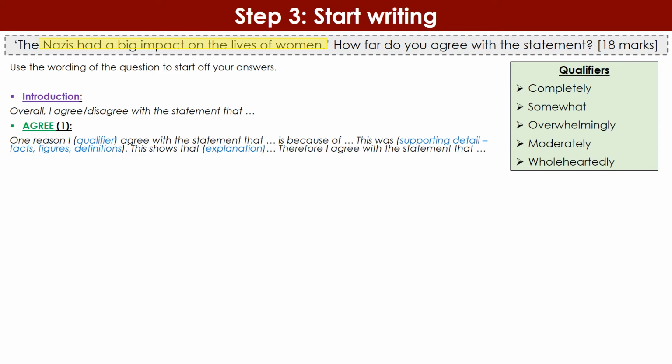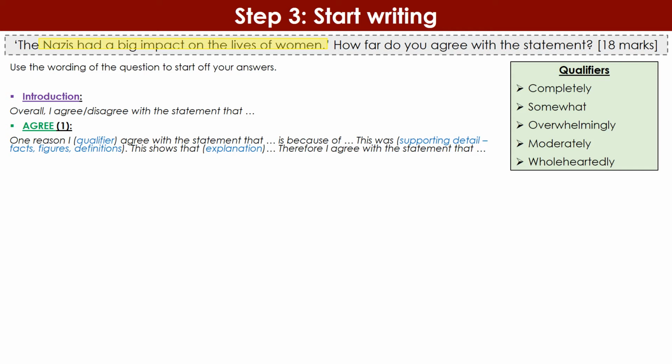If you just go black and white, agree or disagree, well, that's okay to some extent, but if you are able to talk about that grey area, well, one reason I somewhat agree, it allows your answer to be stronger, because you are looking at the pros and cons even within the agree or disagree paragraph. So you could say something like, one reason I somewhat agree with the statement that the Nazis had a big impact on the lives of women is because of, and then this is where you are going to identify your relevant example.